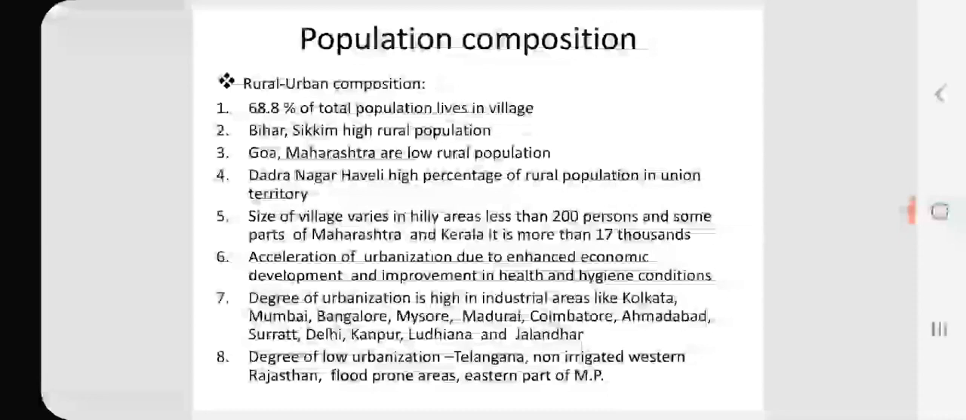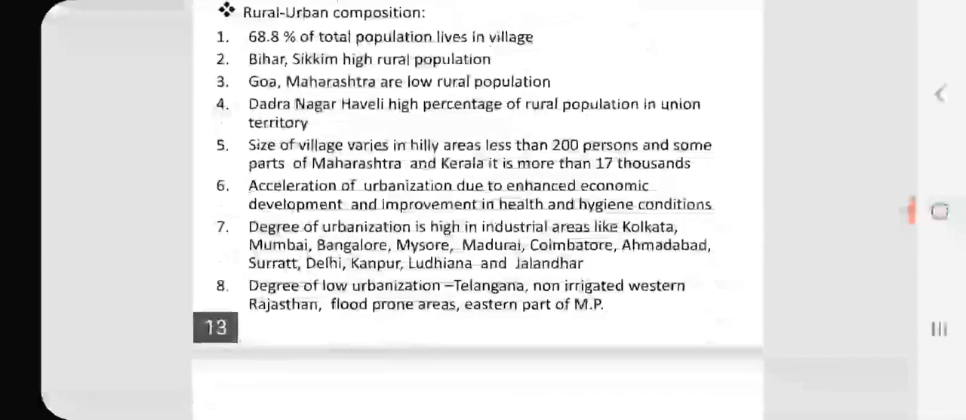The size of villages varies. In hilly areas, villages have a population of less than 200. But in some parts of Maharashtra and Kerala, there are 7,000 people in a village.